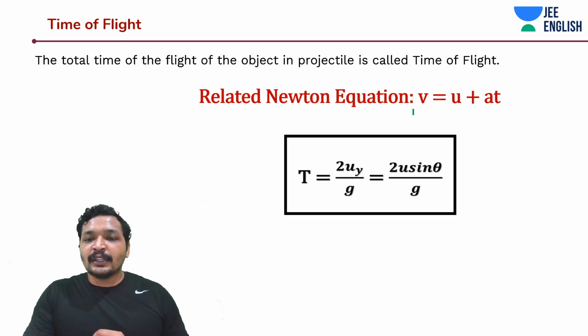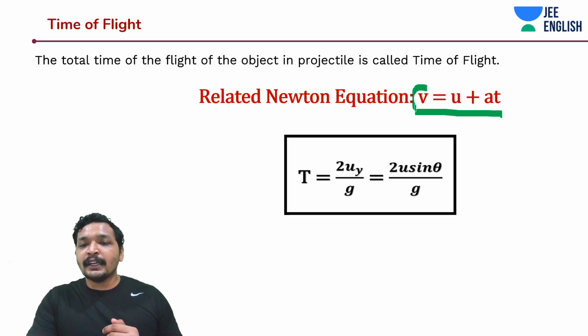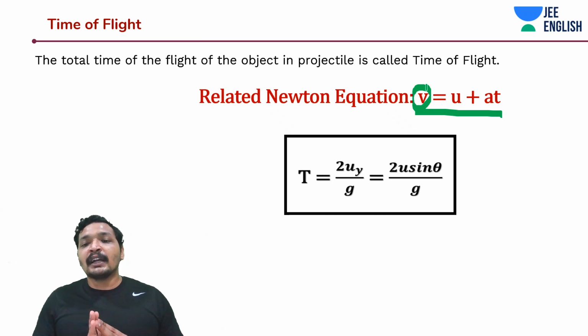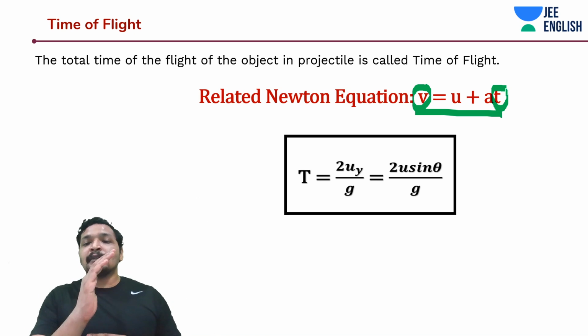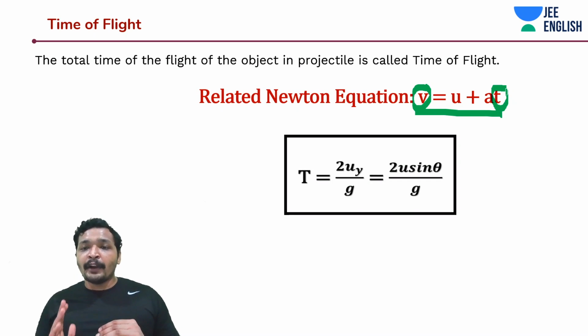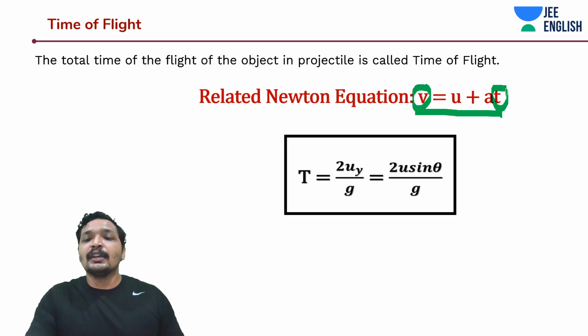We will make use of Newton's equation of motion, v equals u plus at. When we do this, we find the point where the velocity along the y-axis is 0, and we'll know the time it has taken to travel till the maximum height. We multiply it by 2, since the time to fly from the point of projection to the maximum height and from the maximum height to the level plane is the same. So initially you will get that the half time of flight is u sin theta by g, and you multiply it by 2 to find the total time of flight.